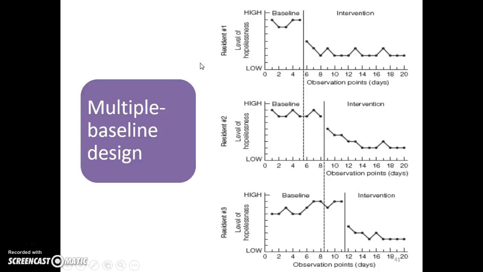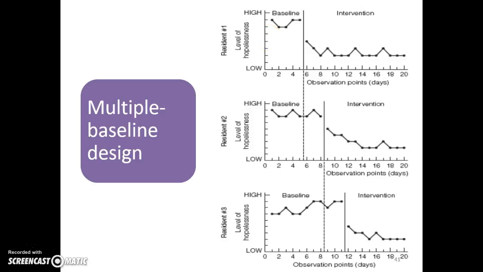So you have AB designs, which are the simplest. You have the ABAB designs, which give you that extra boost of knowing the intervention works even if you take two different baseline measurements. And then you have the multiple baseline design. And what you have here is observations on more than one subject.